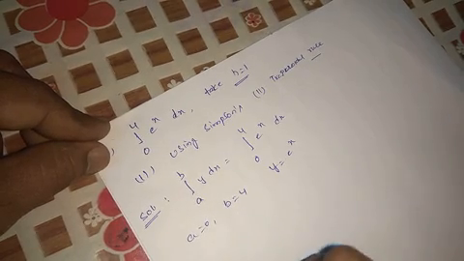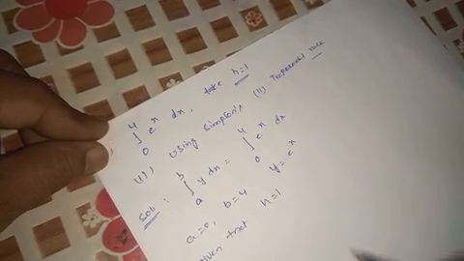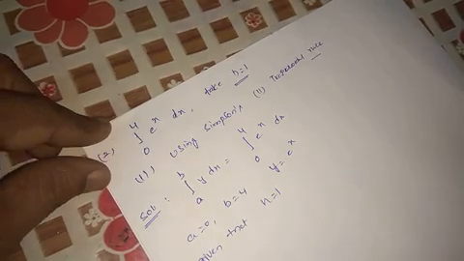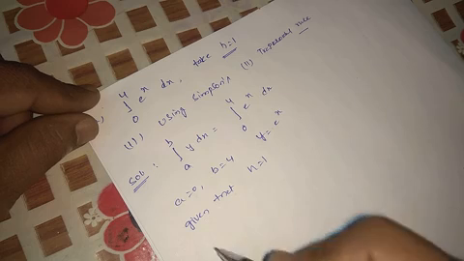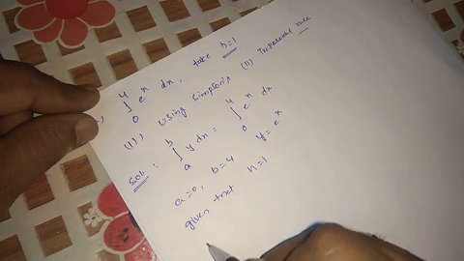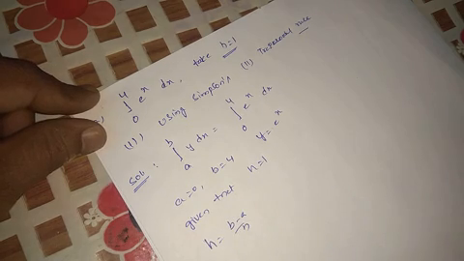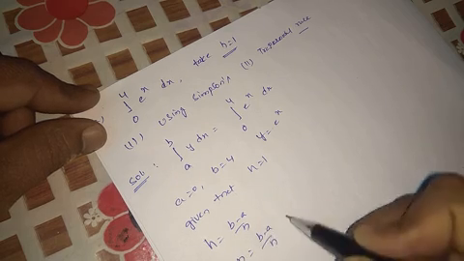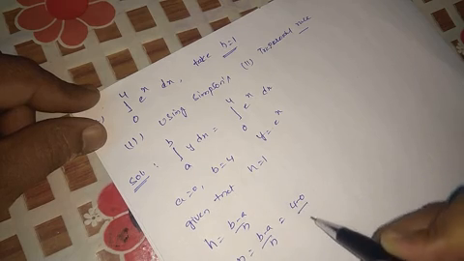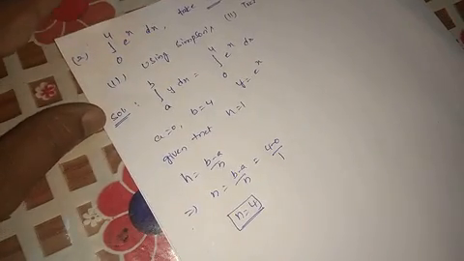And given that h equal to 1. H is nothing but the length of interval. We need to find the n value. What is the original formula? H equal to b minus a by n. From that we get n equal to b minus a by h. That is 4 minus 0 by h value 1. Therefore n equal to 4, that is, the number of intervals is 4.